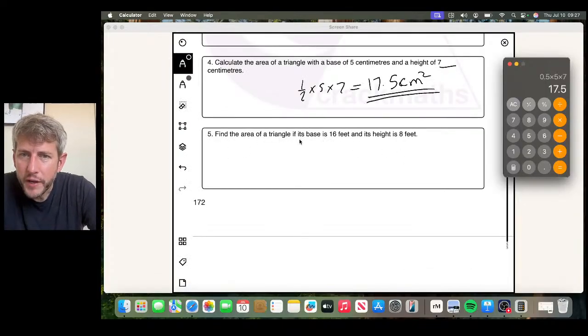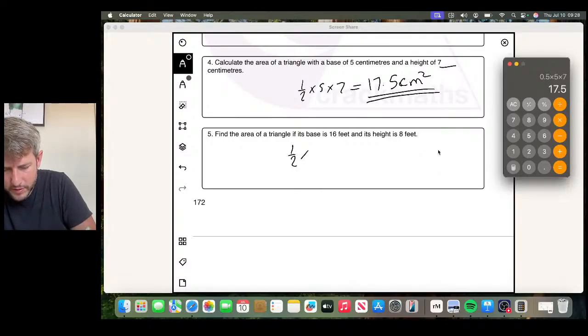Find the area of a triangle if the base is 16 feet and the height is 8 feet. So we've got a half times 16 times 8, which will be, a half of 16 is 8. 8 times 8 is 64. And this will be square feet.